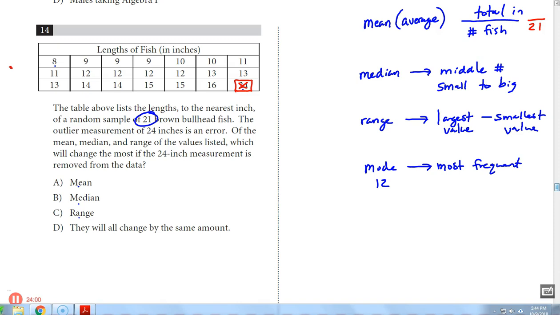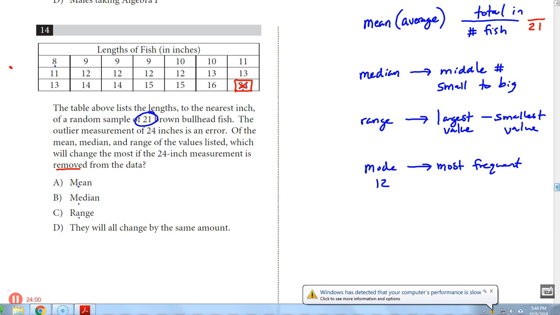Out of the mean, median, and range, which is going to change the most if we remove that from the data? Well, let's think about the average. If I add up all those numbers and I divide it by 21, and then I add up all those numbers except for 24, and then divide by 20, think about how that would change. It changed a little bit. Our average would move down slightly.